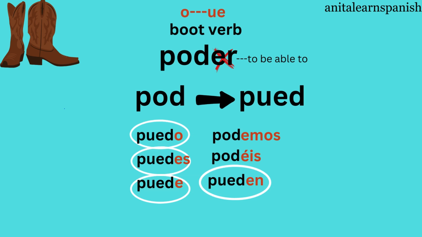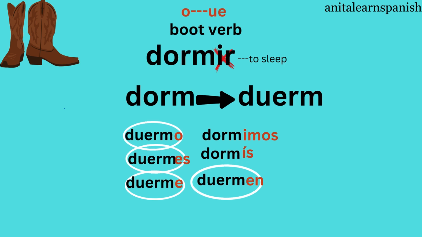Okay, so here we have another type of stem changer. This is the verb poder. This is an O to UE boot verb. So we're taking off the ending, we're left with pod, we're changing it to pued. We have that change in each one of the forms that forms the boot. We're keeping the stem the same in the forms that are not forming the boot. And here we have another one. Oh my goodness, dormir, to sleep. This is an O to UE stem changer. Same thing happens again. We have that stem change in the forms that come into a boot. We don't change it in the nosotros and the vosotros forms, right?